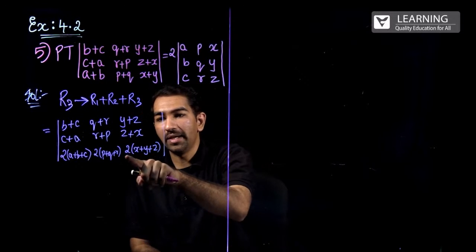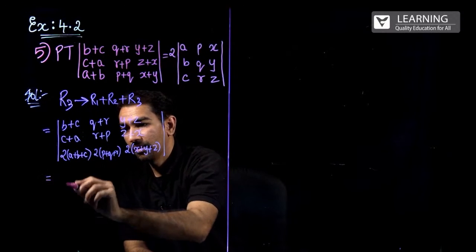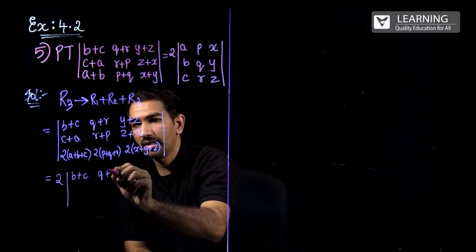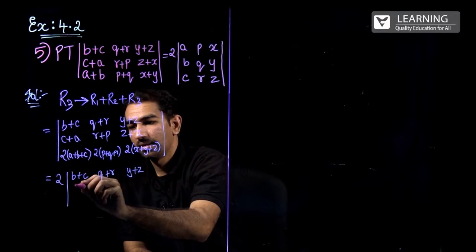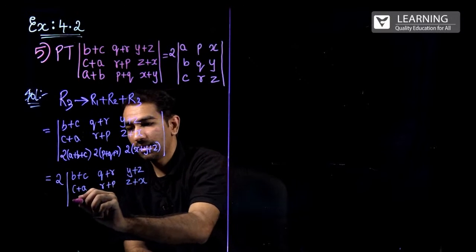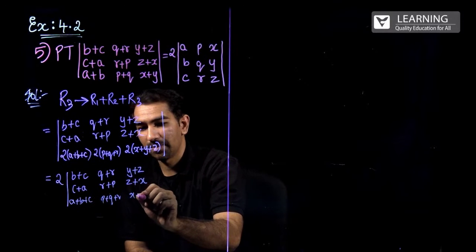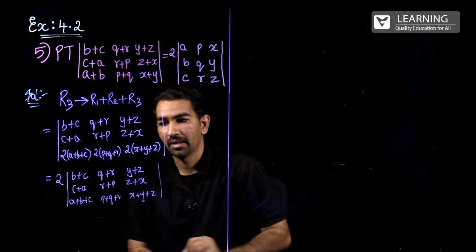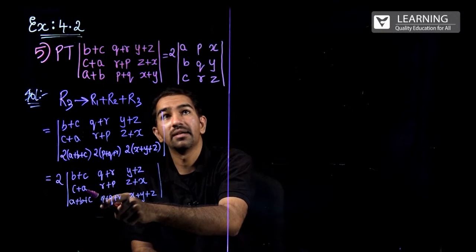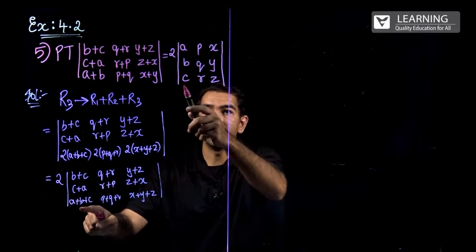Alright, so now we will take this 2 outside, so we got the 2 here, correct? This 2 we will take outside. What will happen? If you take 2 outside, the remaining things will be B plus C, Q plus R, Y plus Z, C plus A, R plus P, Z plus X. The remaining are A plus B plus C, P plus Q plus R, X plus Y plus Z. Now what do we want here? We want APX, means we need A here, we need B here, P, Q, X, Y. Here we'll be needing C, R and Z.